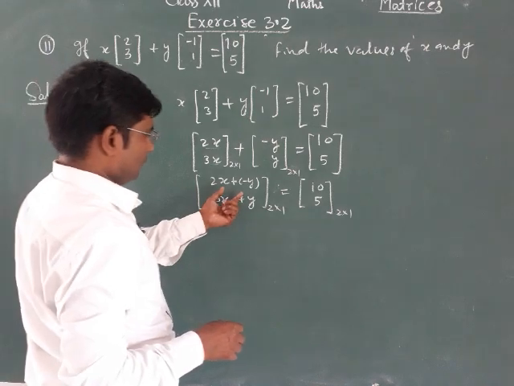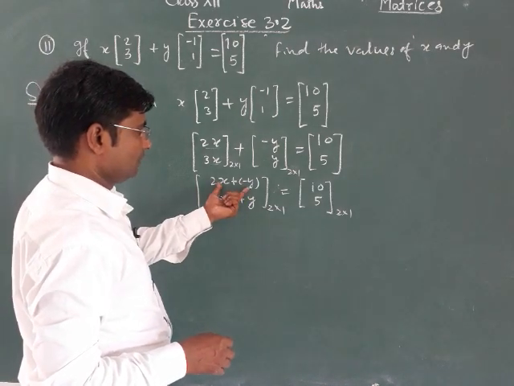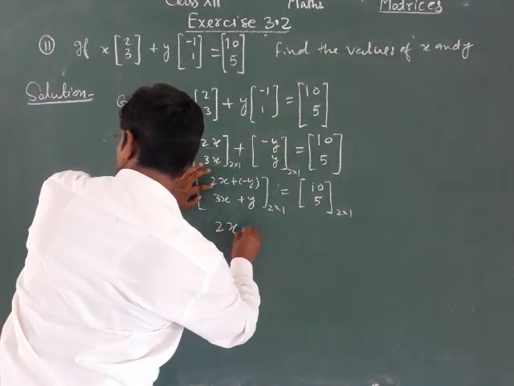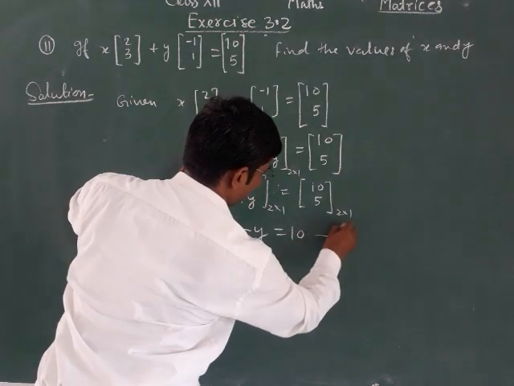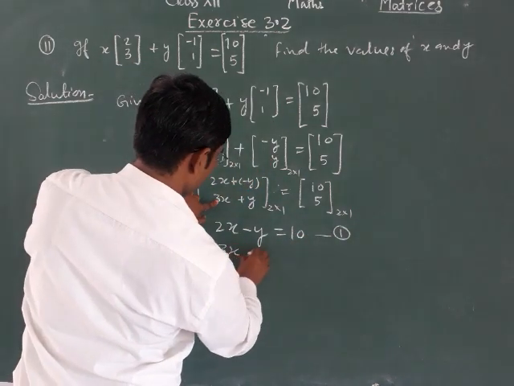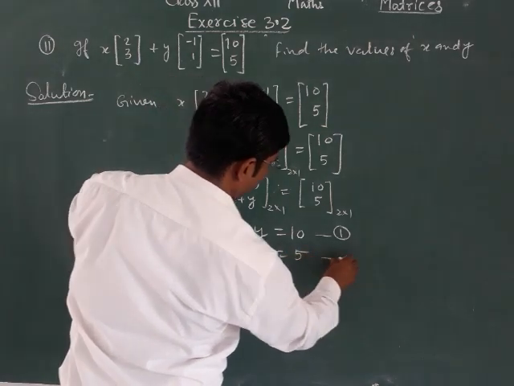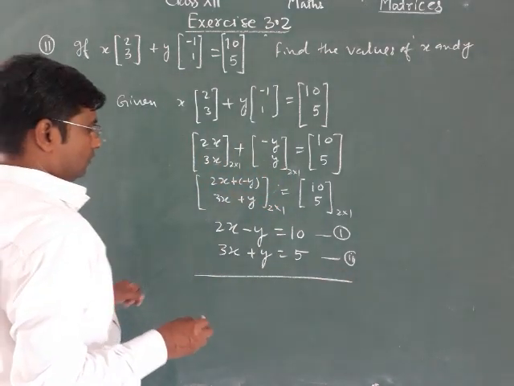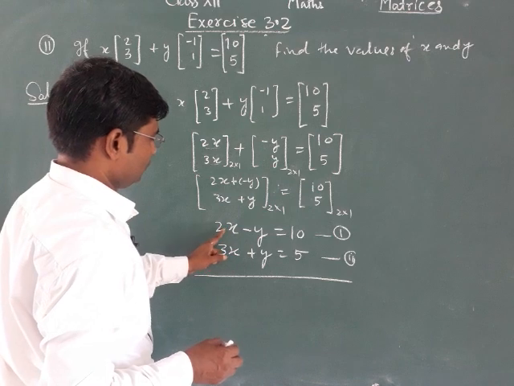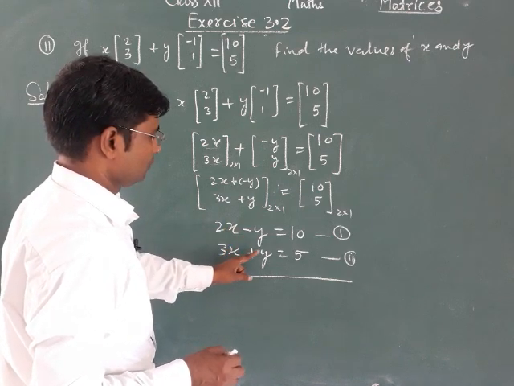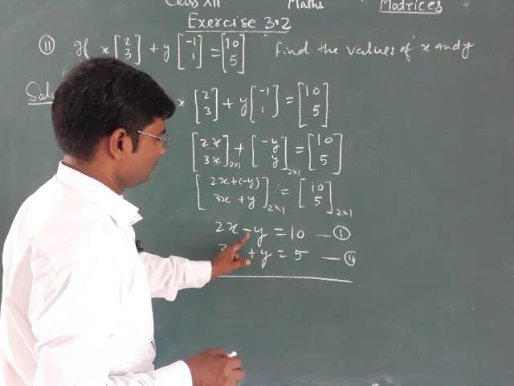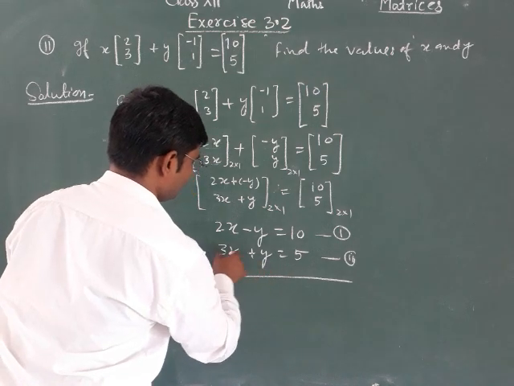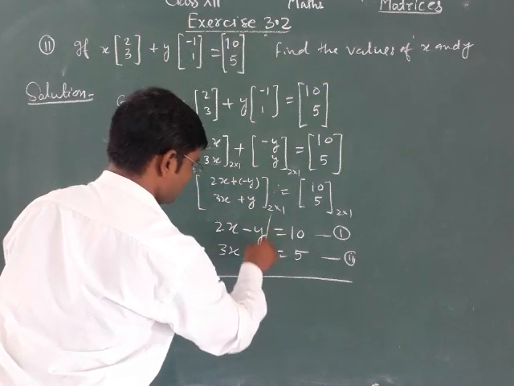By equality of matrices, corresponding elements are equal. So 2x minus y is equal to 10. Take this as the first equation. And 3x plus y is equal to 5. Take this as the second equation. Now solve the first and second. The variables are the same with opposite signs, so we add. Plus y and minus y cancel out.